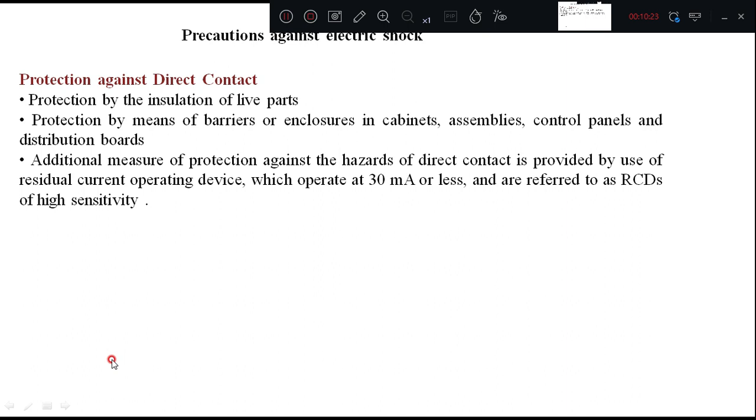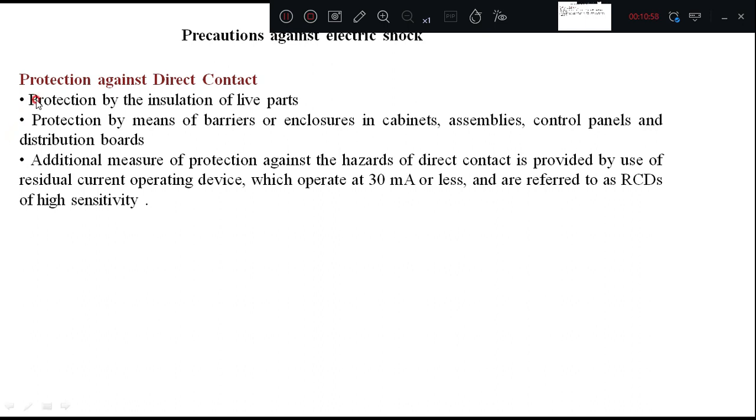Then, protection against electric shock: there are two types of contact you come across with live wires, either in the form of direct contact or indirect contact. There are two levels of protection against direct contact and indirect contact. In the case of direct contact, meaning if you come in direct contact with the live wires, what precaution measures do you have to take to avoid directly touching the live wires?